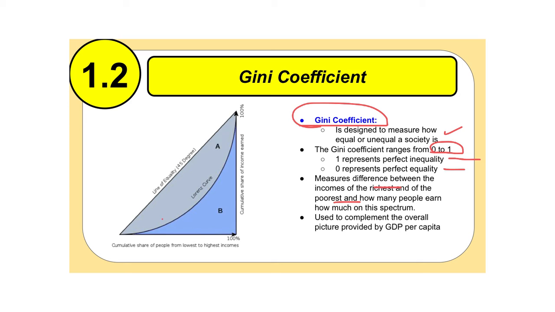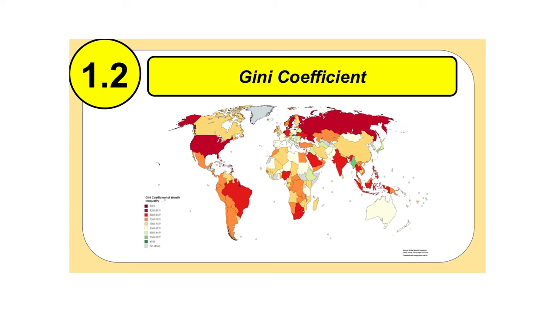So they try to plot things all along these particular curves here to try to figure out where nations and different groups of people lie. And of course, the Gini coefficient is used to complement the overall data picture that is provided by GDP per capita. So this is like another extra step of analyzing that GDP per capita data to get a better picture of exactly, while this country may have a high GDP and be relatively decent with GDP per capita, that does not mean that it's necessarily an equal or unequal society. Here is a map showing you the Gini coefficient comparisons across the globe.